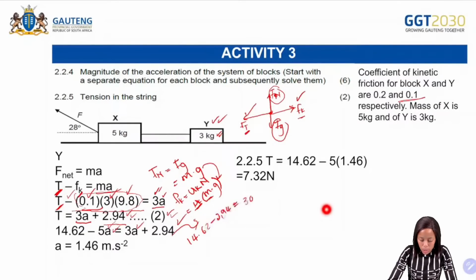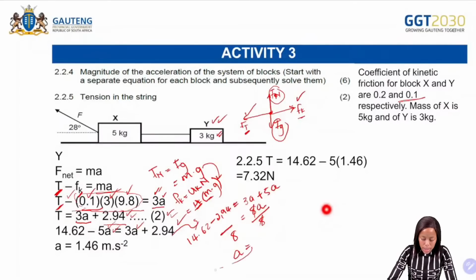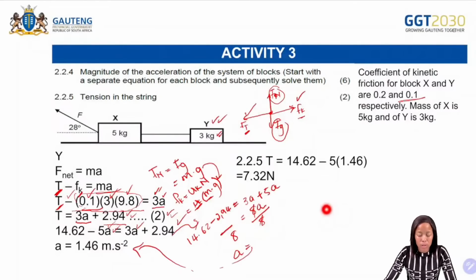That is equal to what? 3a plus 5a. Okay, so you get your answer on the left, and then this one is 8a. Therefore you are going to divide by 8 on both sides, and that should give you your acceleration, which is 1,46 meters per second squared. Okay, so that is how you are going to calculate the acceleration, or the magnitude of the acceleration.